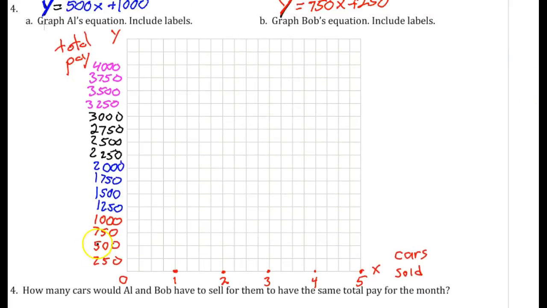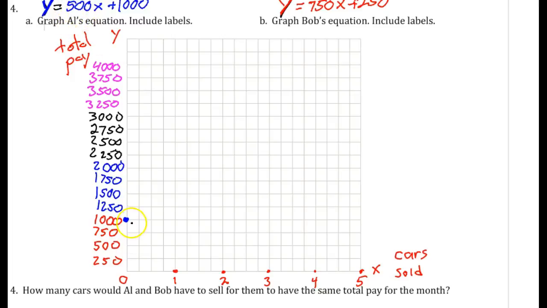Okay, so let's go graph it. I kind of color coded it. You won't be able to do that, but we'll label them anyway. Start with Al. Let's start at 1,000. So just like we did before, y-intercept of 1,000. And we need to go up 500 over 1.